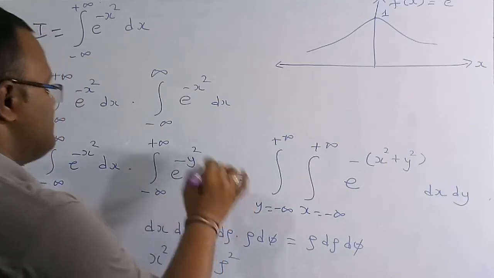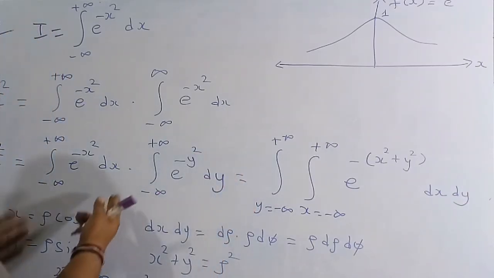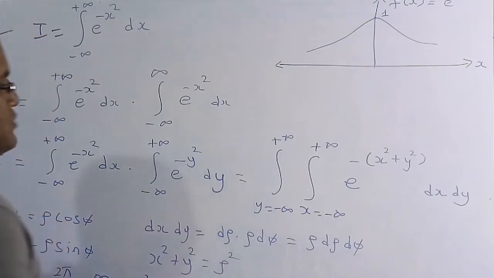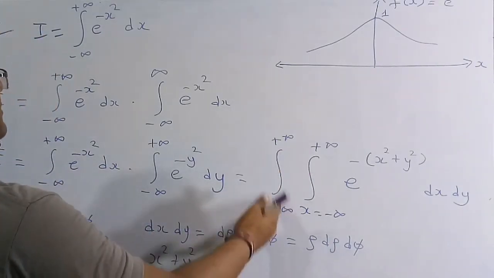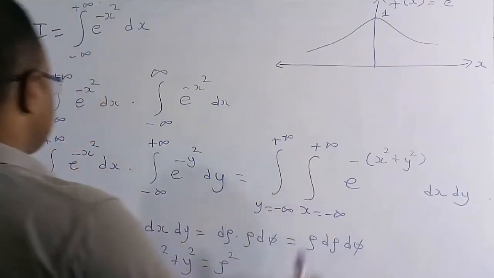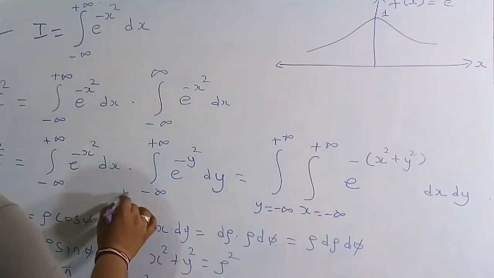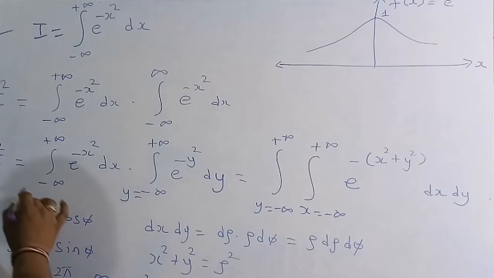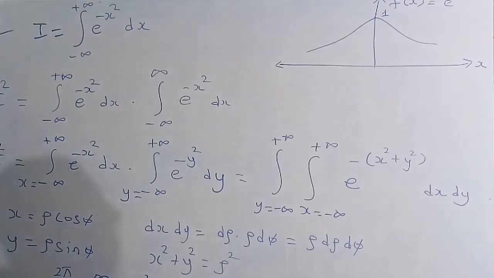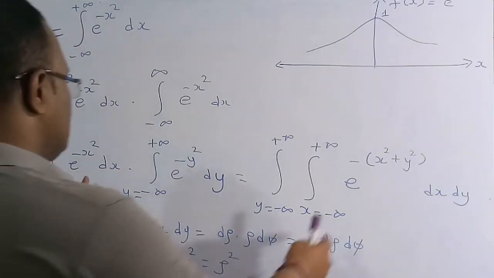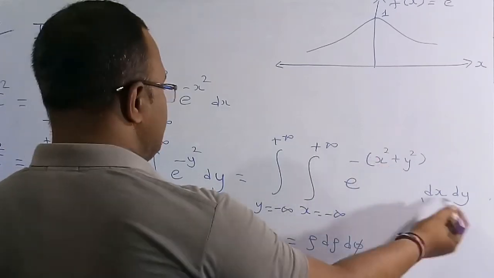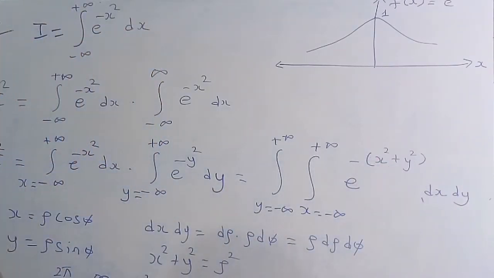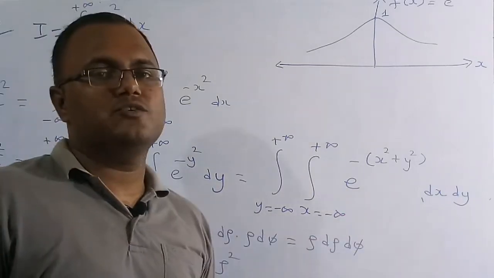So now this is in terms of x, this is in terms of y, both are independent, so we can club them. Integration from y is equal to minus infinity to plus infinity, integration from x is equal to minus infinity to plus infinity. So you can take everything as common, e to the power of minus of x square plus y square into dx dy. So you can see clearly this is in terms of the Cartesian coordinate system.